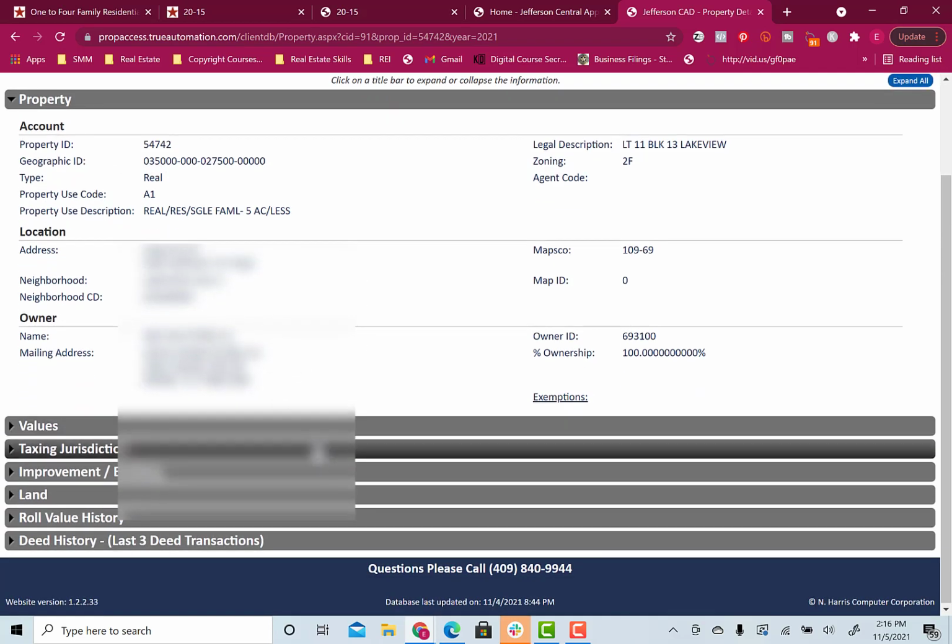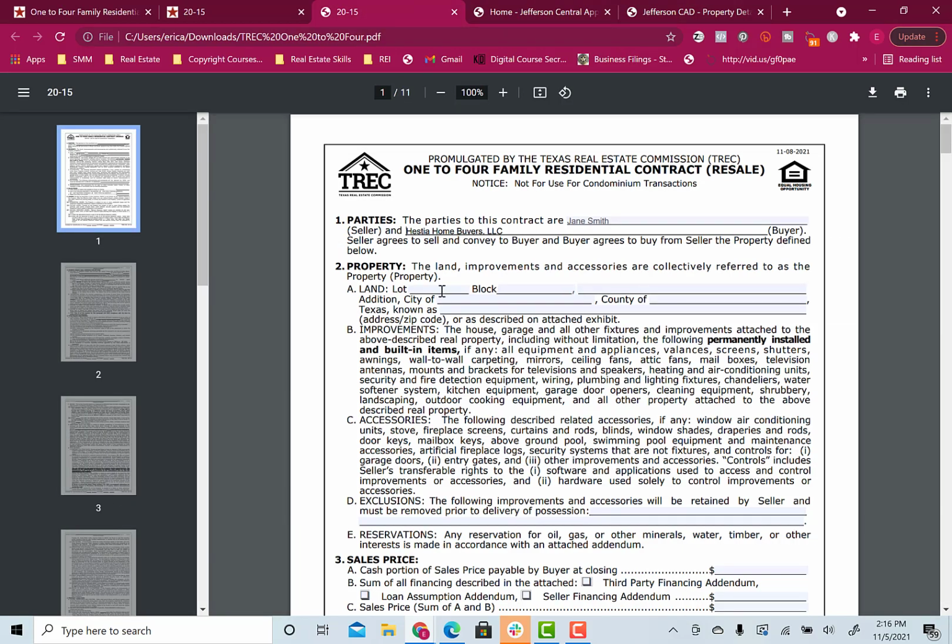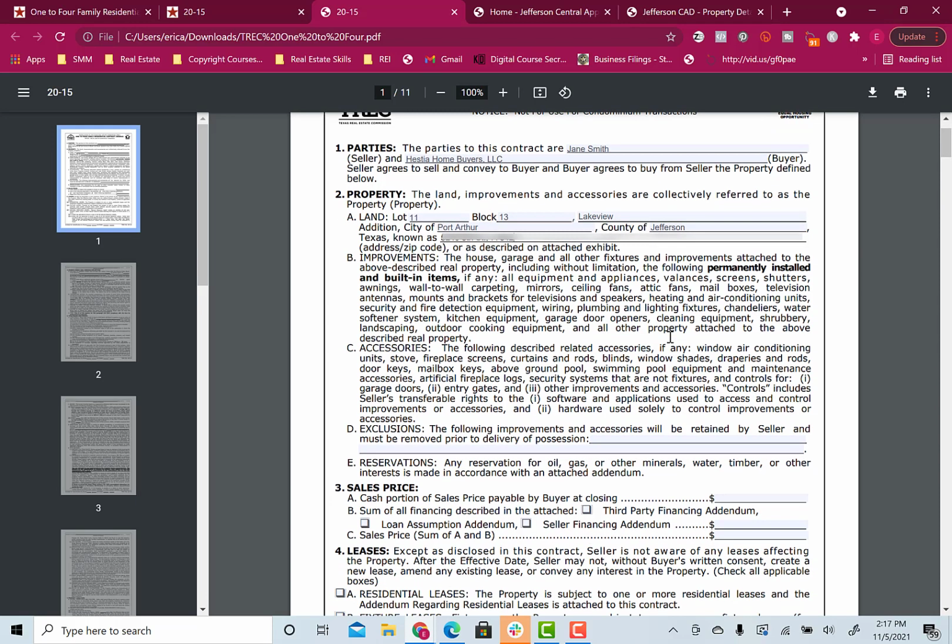Hestia Home Buyers. So you will also see right here is the legal description, lot 11, block 13, Lakeview. So that's what you would put in here: lot 11, block 13, Lakeview, City of Port Arthur, County of Jefferson, and then the address. All right, so that's what you put there.